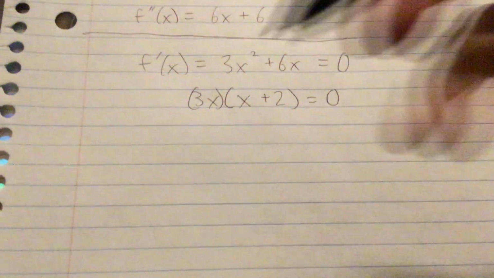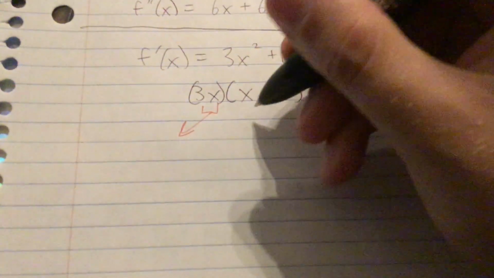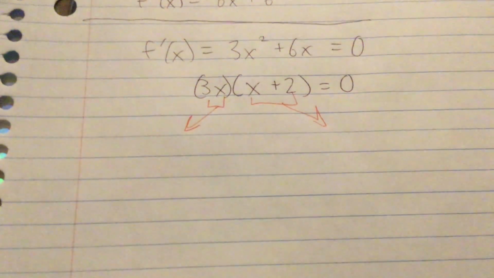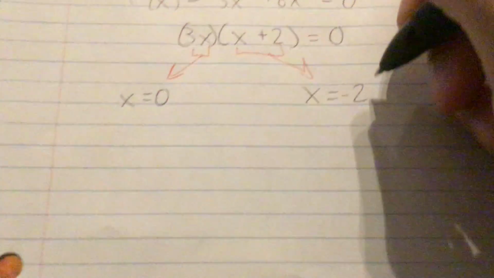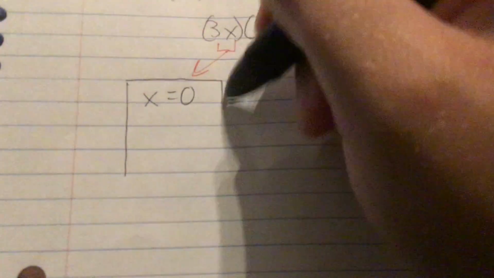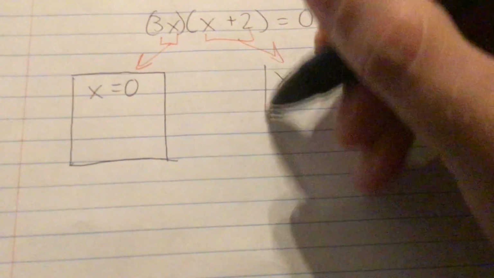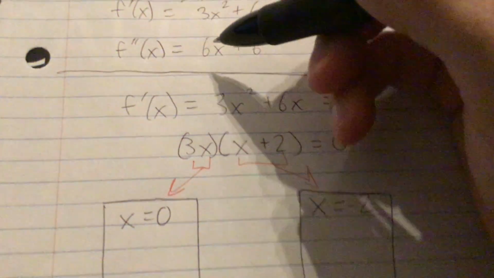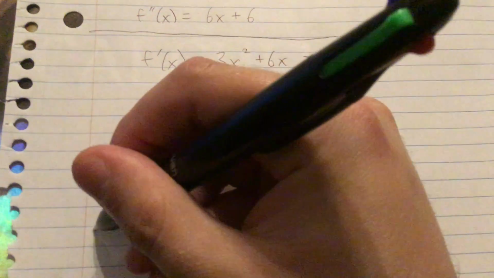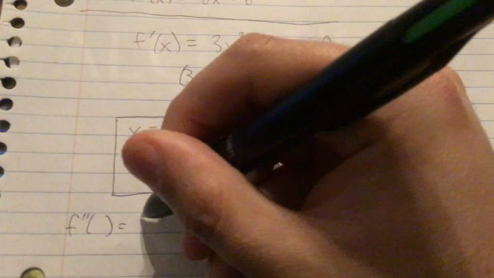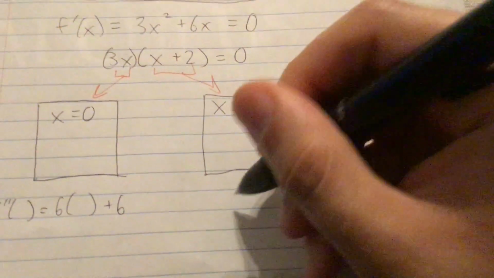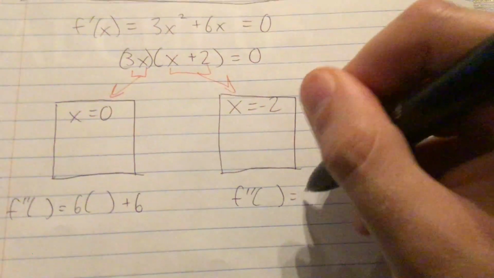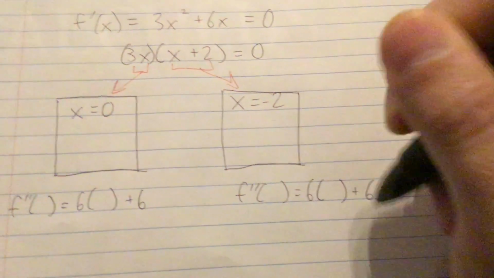Now, I can figure out the critical points. Specifically, I split 3x equal to 0 and x plus 2 equal to 0. So my critical points are located at x equals 0 and x equals negative 2. And now, I use the second derivative to determine whether my critical points are going to be local min, local max, or, worst case scenario, inconclusive. So my f double prime of x is 6x plus 6. So I'm going to plug my critical points into the second derivative to test it out.